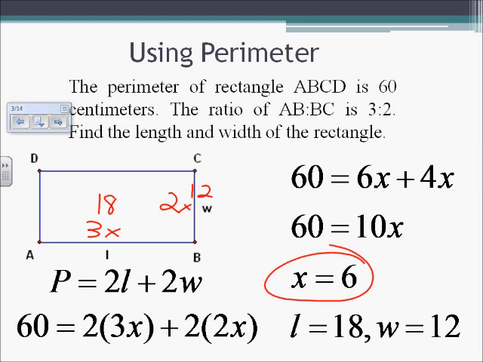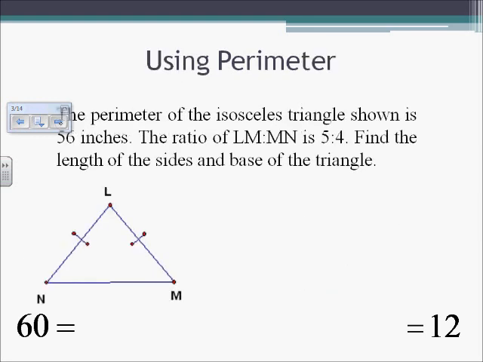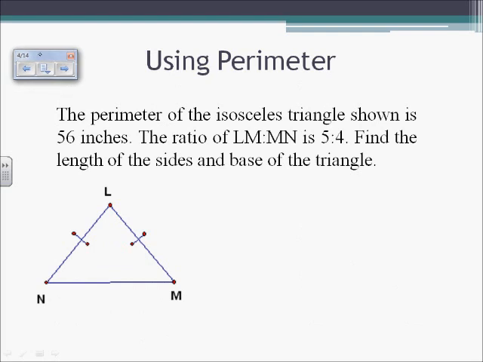So again, using ratios to find sides of figures. Next question says the perimeter of the isosceles triangle shown is 56 inches. So a similar type problem. I know my perimeter is equal to 56. The ratio of LM to MN, which is the base, is 5 to 4. Find the length of the sides and the base of the triangle.